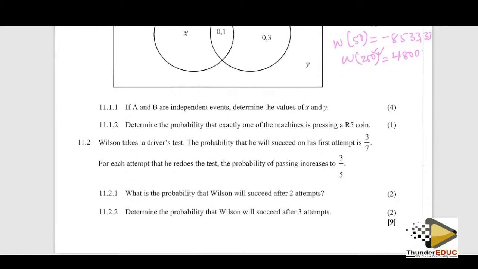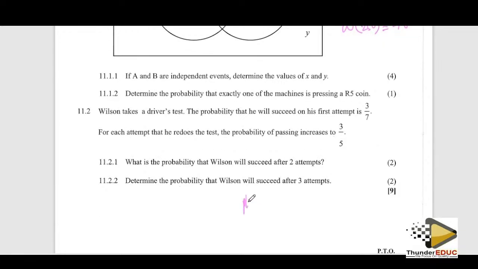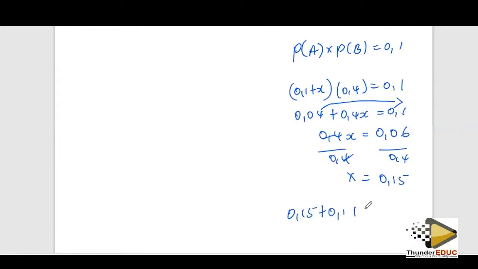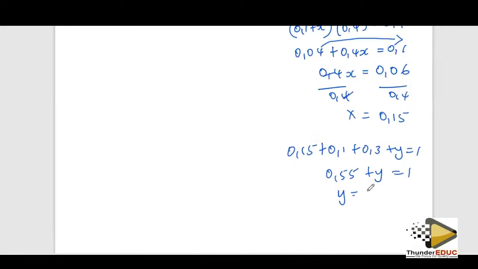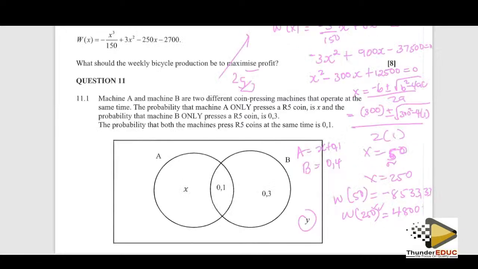Now, one thing we know about independent events is that the probability of A times the probability of B must give us the intersection. Which, plus the 0.3 plus Y, should give us 1. So this is 0.4, 0.55 plus Y should be 1. Then move the 0.55 to the other side, then Y is going to be 0.45. So that is 11.1.1.